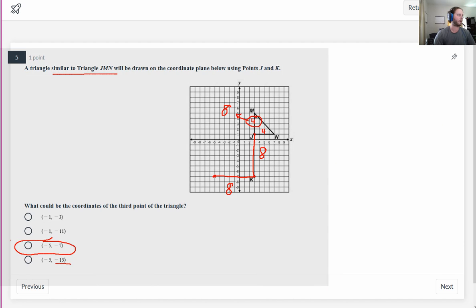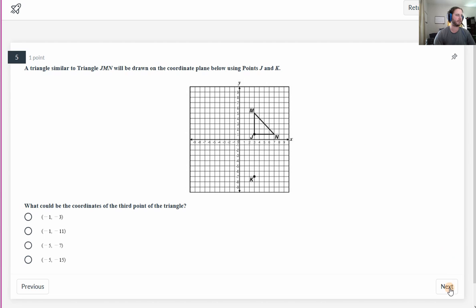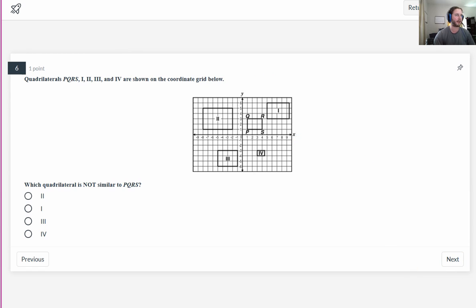Let's go ahead and wipe the slate clean and move on to the second to last problem before I get to what I guess most people consider to be the hardest one. Which quadrilateral is not similar to the original PQRS? So we can look and see the original was 2 high by 3 wide. We just gotta find something that either shrunk or grew to the same amount. And you can kind of already look and see which one the answer is.